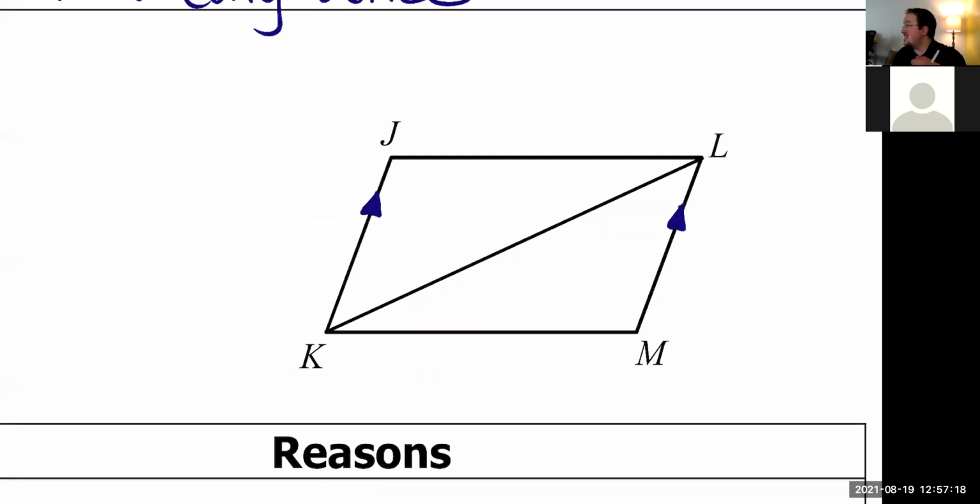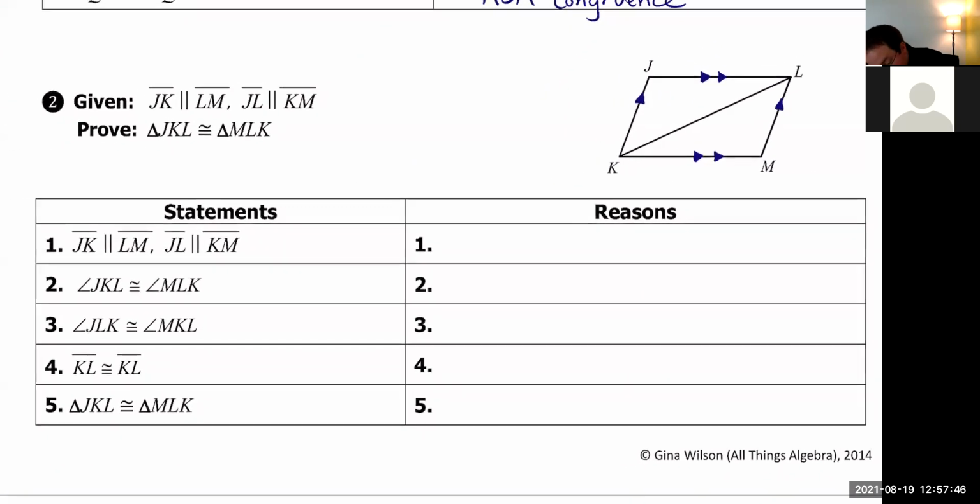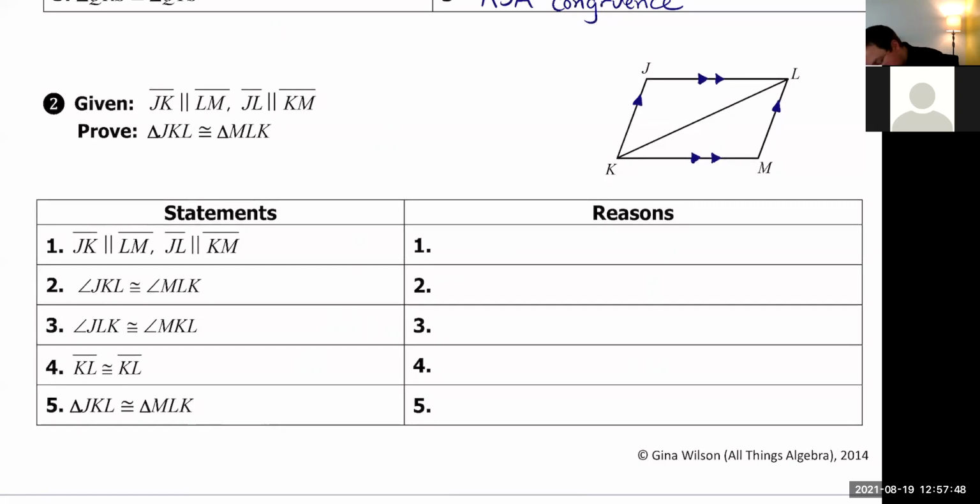There is a visual trick we use though. If we have more than one set of parallel lines, similar to our hash marks, we can actually use a double set for our second one so that we don't accidentally assume that all four sides are parallel to each other. So the single arrows mean those are parallel, the doubles mean those are parallel. So that was our first statement, which was given.